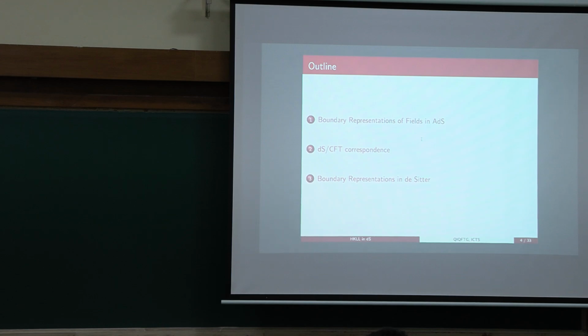Okay, so this is the outline of the talk. I will start by introducing the idea of boundary representation in AdS, talk a little bit about AdS/CFT, and then tell you the results on boundary representation in de Sitter. So these two parts are slightly more pedagogical, and this is the results that people have done.